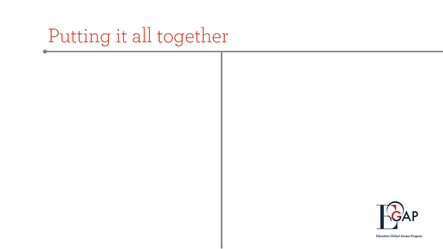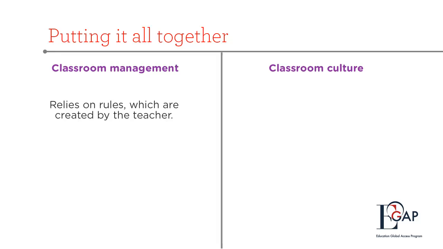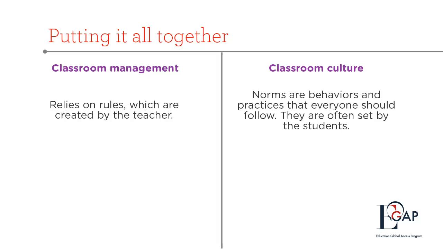Let's review. In this lesson, you learned the difference between managing the classroom and creating a classroom culture. You learned that managing the classroom oftentimes relies on rules and that rules are created by you, the teacher, as a way to regulate behavior. Norms, meanwhile, are behaviors and practices that anyone who sets foot in the classroom can be expected to follow. Norms are often set by the students themselves, either explicitly or through repeated behaviors.